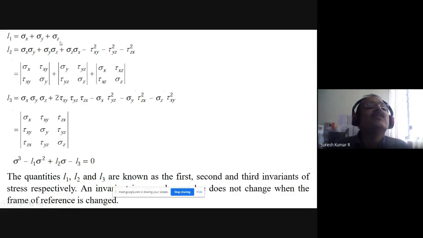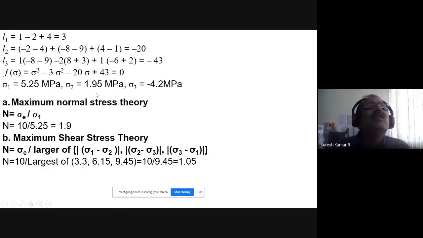Now I know sigma x, sigma y, sigma z. I will find out I1, I2 and I3. So this is the equation that is given to find I1, I2, I3. And when I substitute these values here, you can see I got I1, I2, I3, and this is the cubic equation. By using a simple calculator, I can get all these three values by inputting the equation. So 5.25, 1.95 and minus 4.2 arranged in order, right?